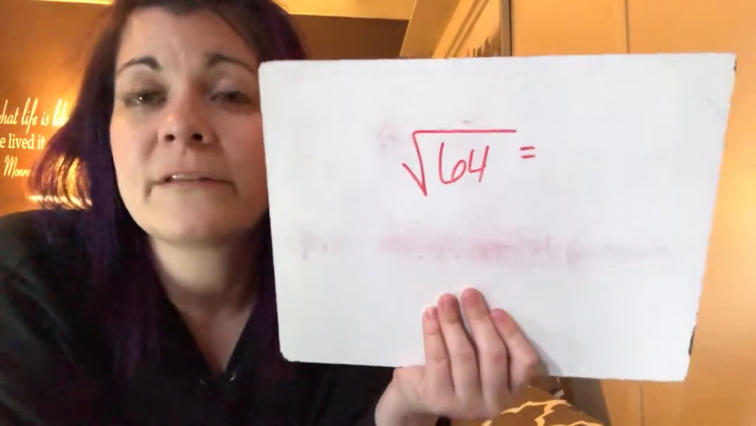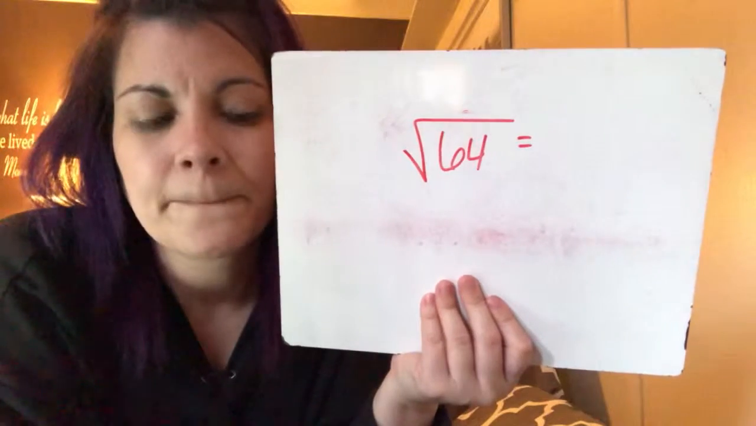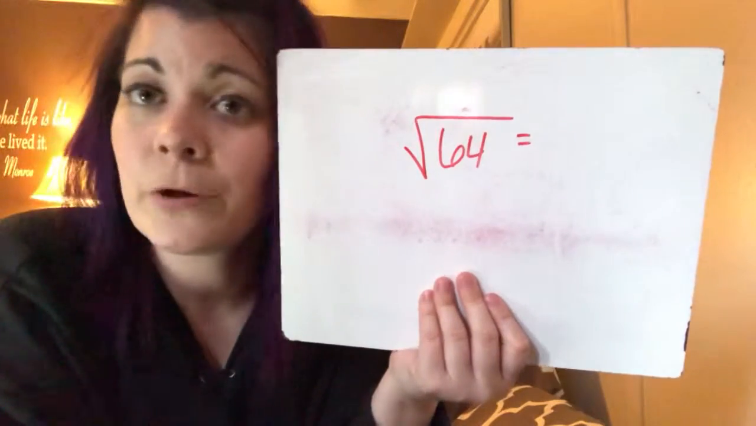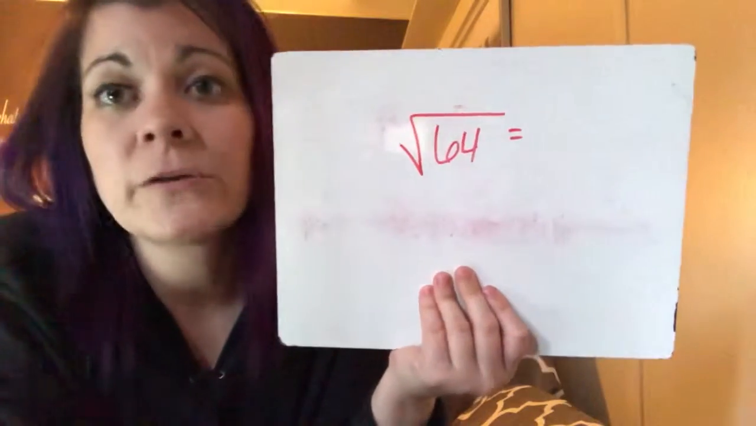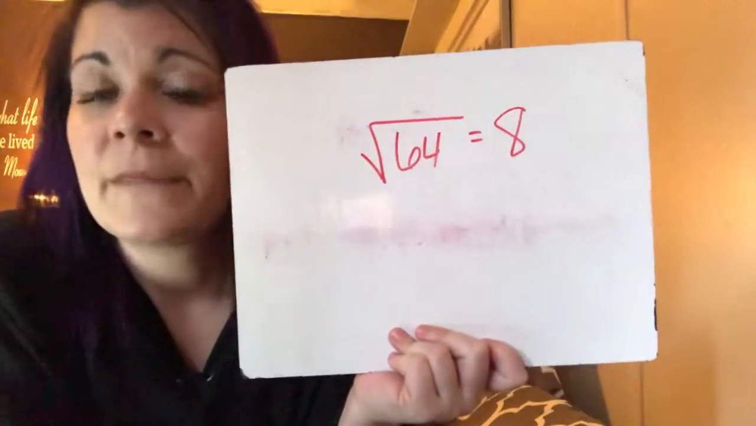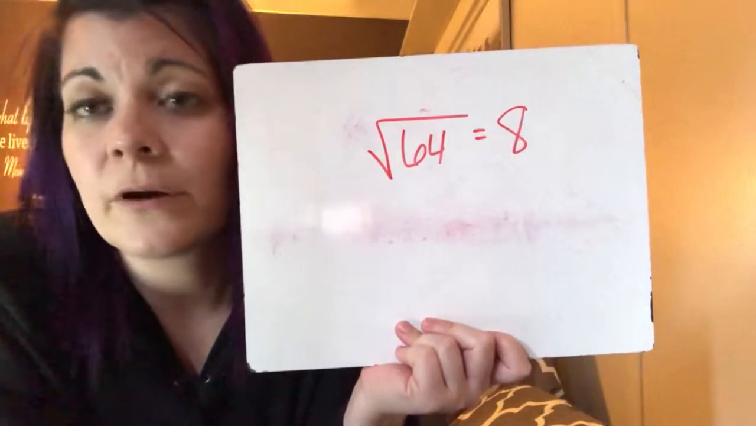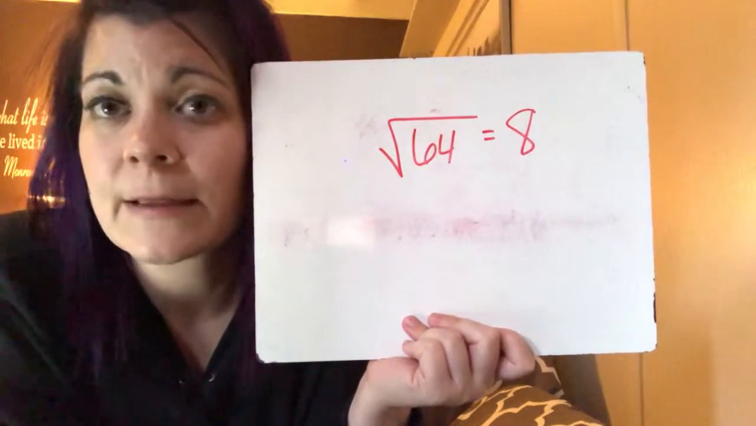So take the square root of 64. What number times itself gives me 64? Well, if you know your multiplication, you know that 8 times 8 gives you 64. So the square root of 64 is 8. Okay? 8 times 8 gives you 64, so the square root of 64 is 8. If you have any questions, let me know.